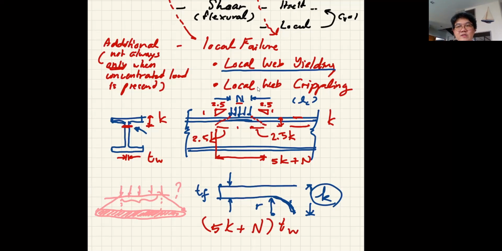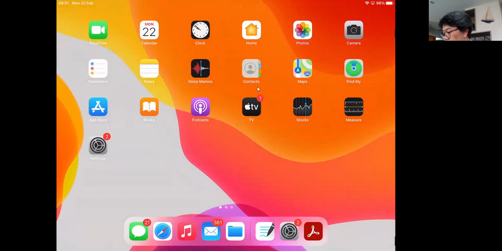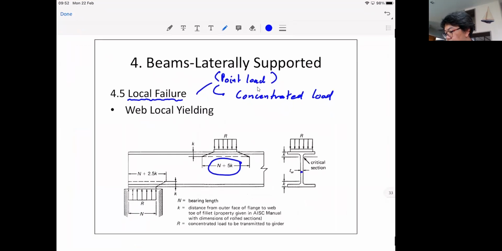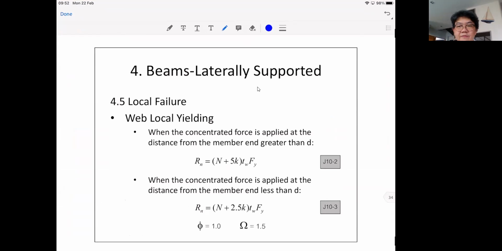So we have the area. If we multiply the area with the stress, what do we get? The force, right? So ladies and gentlemen, if you look at the formula given by the AISC, you see that's the area, 5K plus N multiplied by the thickness. That becomes the area, and therefore the formula for calculating the local web yielding under concentrated load is this area multiplied by Fy. That's the formula you will find in the specification.